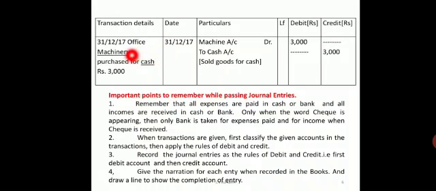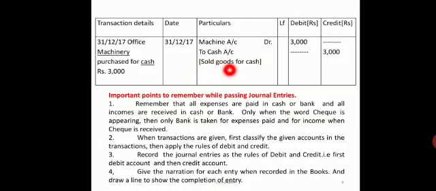When machinery is purchased, that means increase in asset, so it has to be debited. So machinery account is debited. Now immediately we are making cash payment. When cash payment is made, that means asset account is decreased, so it has to be credited. So machinery account is debited to cash account. 3,000 on the debit side, 3,000 on the credit side.